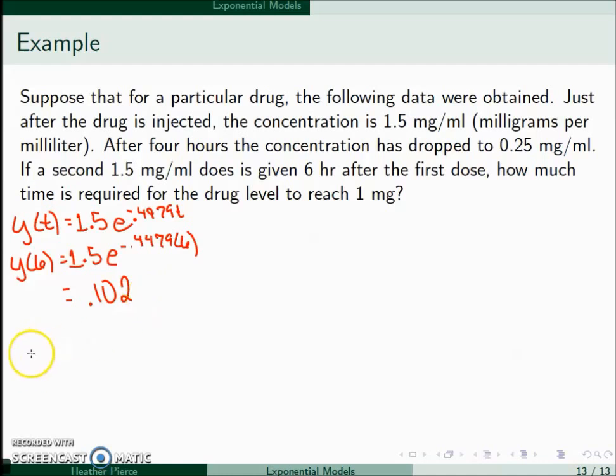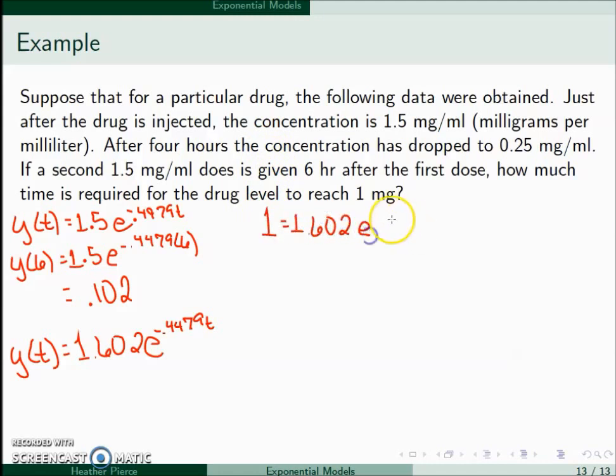So now we have a new model. After our second drug dosage, our initial is now going to be 1.602, the 0.102 we had left before, and then the 1.5 that we were given later. And so now we can check when we will have a single milligram left. So 1 equal to 1.602 e to the minus 0.4479 t. Dividing both sides by 1.602 gives 0.624 equal to e to the minus 0.4479 t.